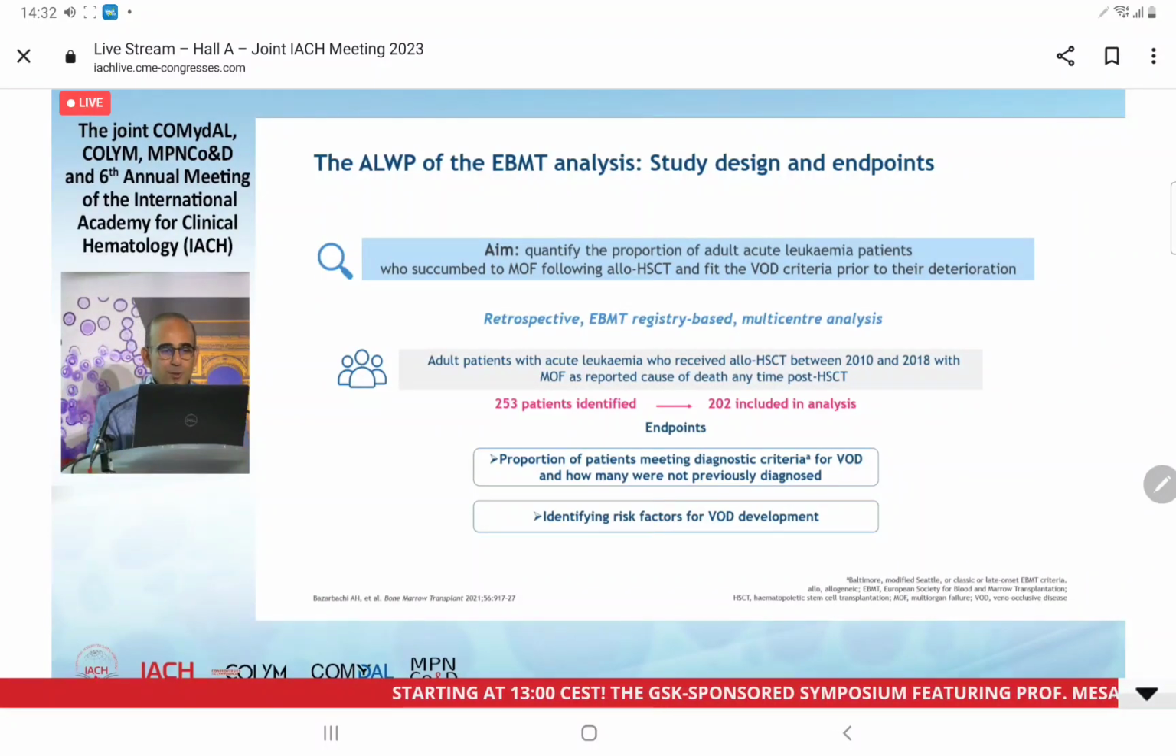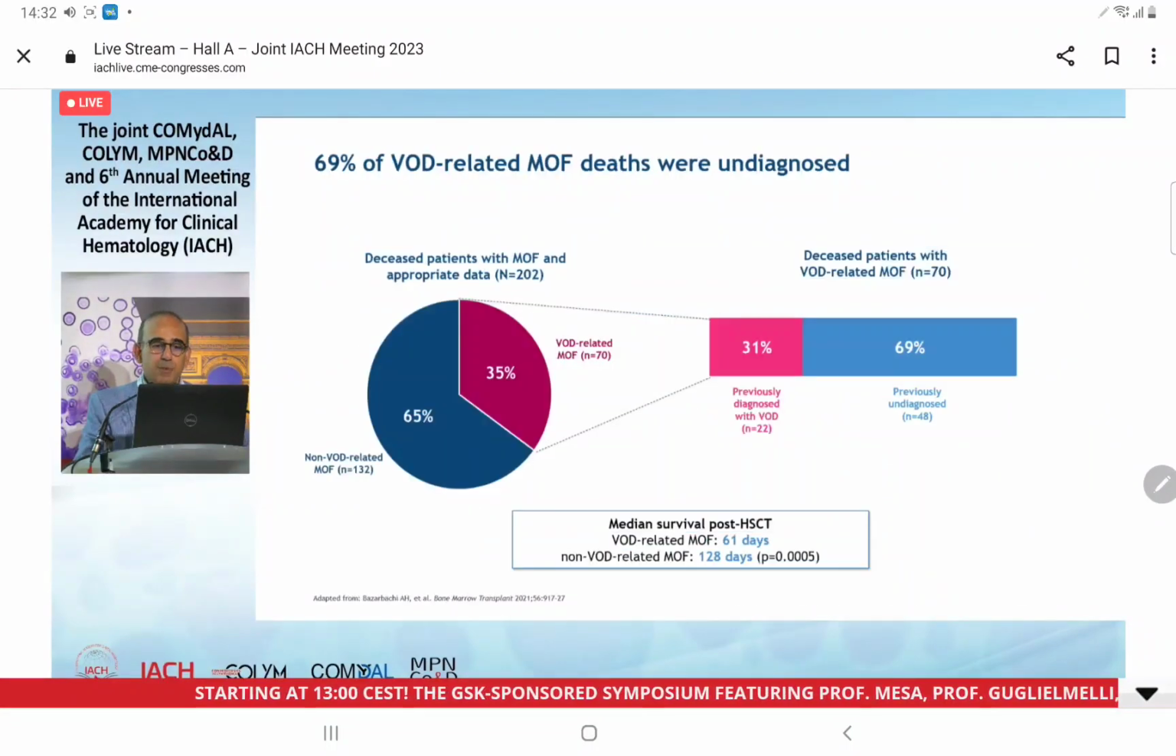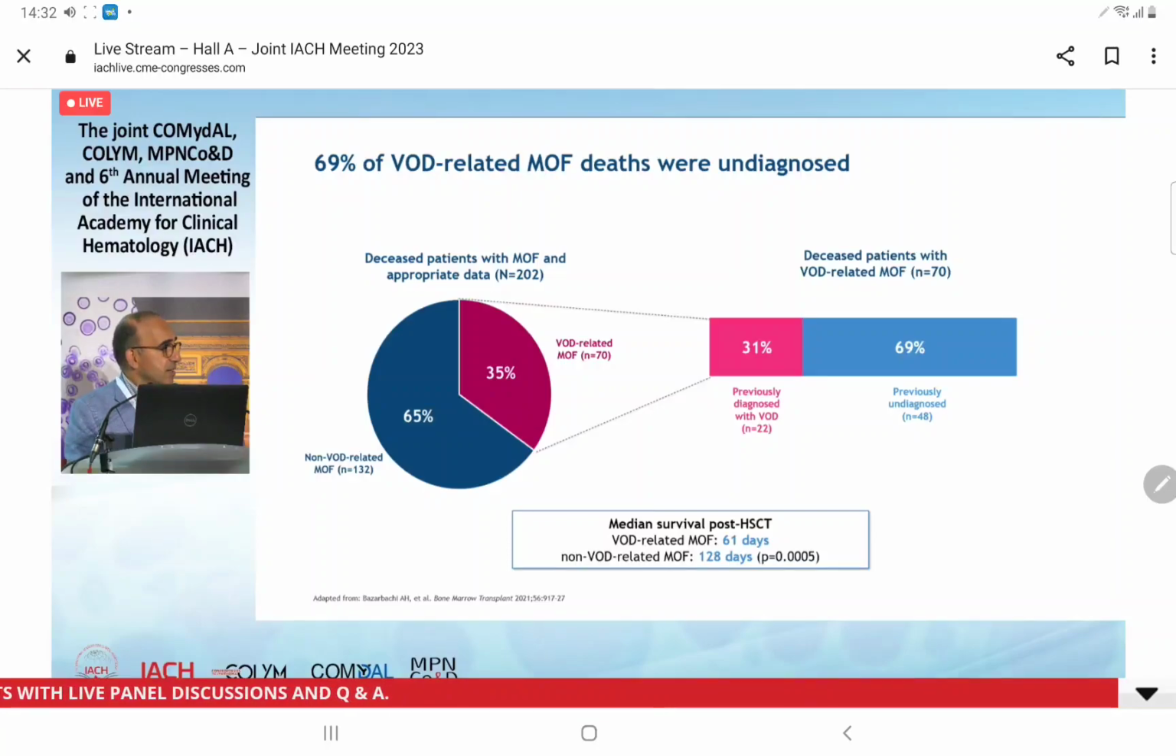And to make a long story short, we went back to the files, we dug deeper and deeper, we could find that actually out of these so-called multi-organ failures, 1/3, which is a lot, 35%, are actually VOD related. The initiating factor was VOD SOS in the liver. And actually, only 31% of them were previously diagnosed because things went so quickly. It's a very rapid dynamic process. Things went so quickly, where we had multi-organ damage in different organs at the same time and quickly, and the patient unfortunately died.